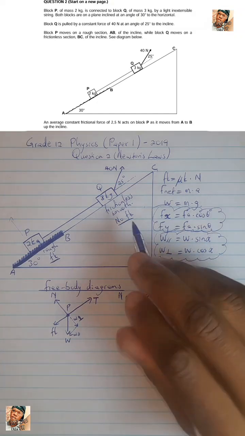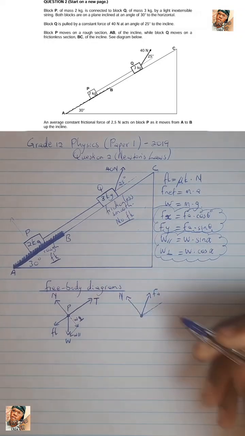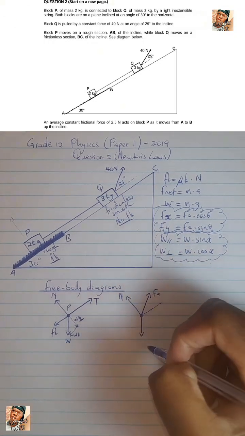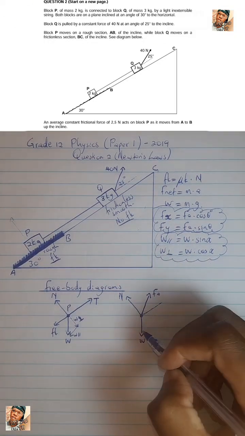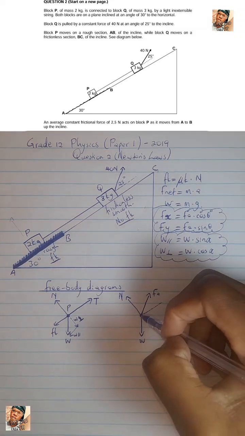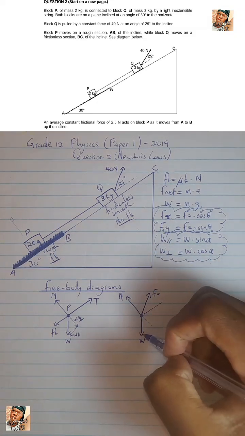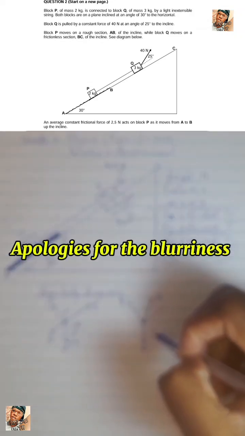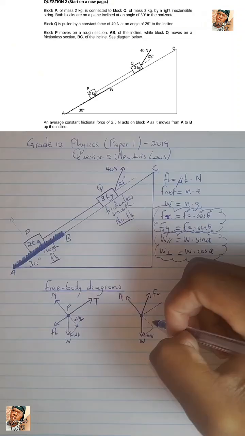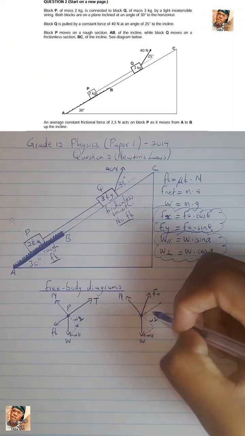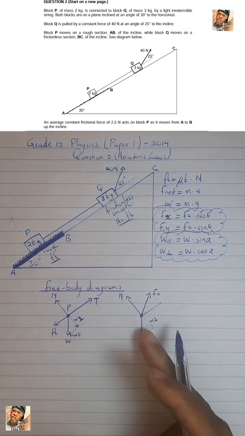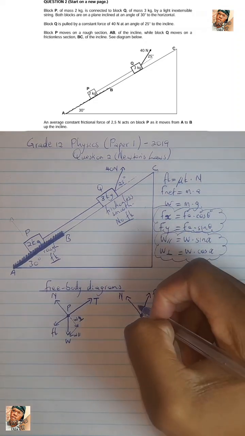Since there is no frictional force, there's not going to be any frictional force, but there is weight. And of course this weight is going to have its components because the surface is inclined. It is not a horizontal surface. So we're going to have the parallel component acting down the incline, and the perpendicular component acting perpendicular to the surface, right? So this is going to be the free body diagram of block Q.